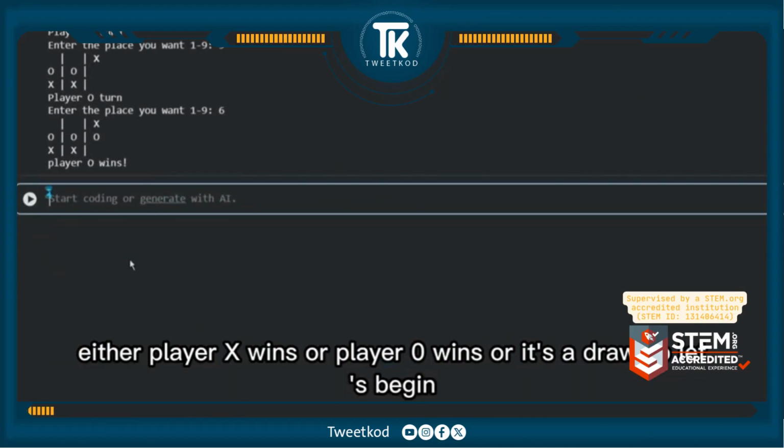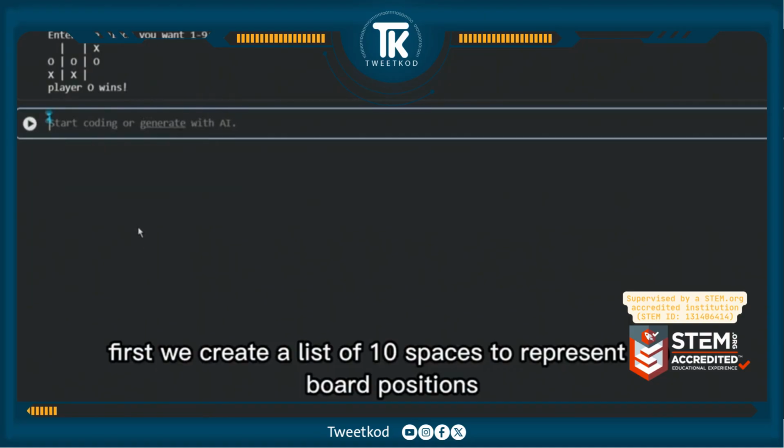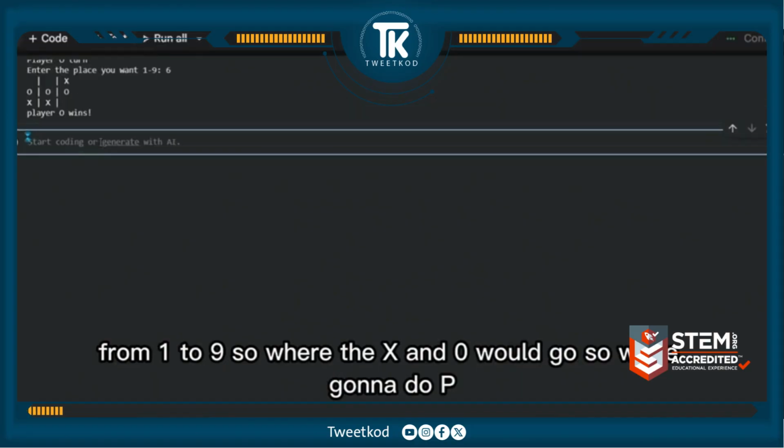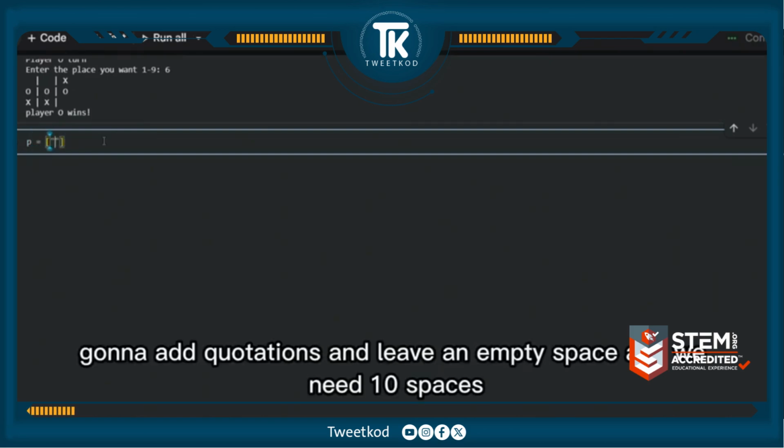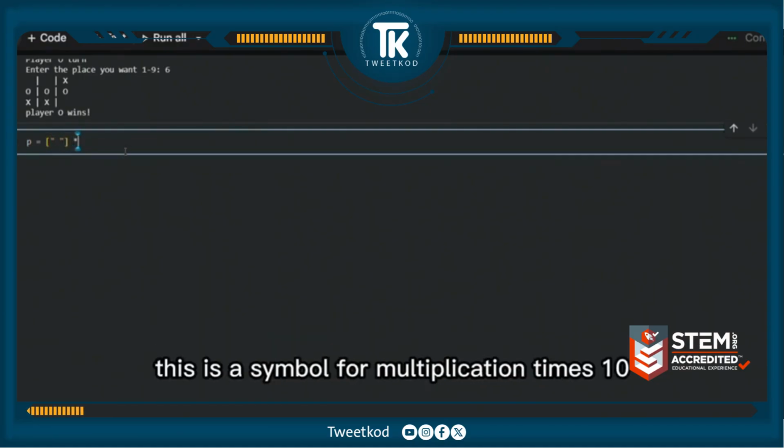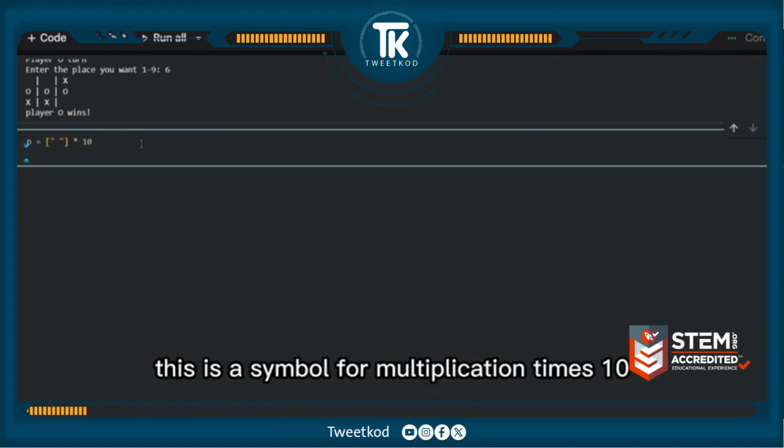So let's begin. First, we create a list of 10 spaces to represent the board positions from 1 to 9, so where the X and O would go. So we're going to do P equals 2 brackets. Gonna add quotations and leave an empty space. And we need 10 spaces, so we're gonna multiply it. This is the symbol for multiplication, times 10.